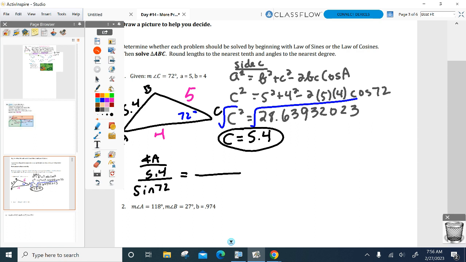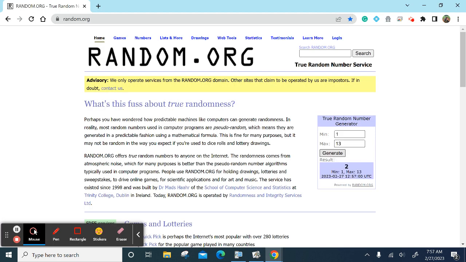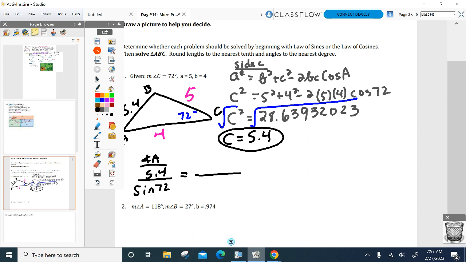Now I'm looking for angle A. So what's the other side of my proportion have to look like? I'm looking for angle A. The other side's got to look like 2. What's the side across from angle A? 5. Yep. And then I'm going to go sine A or X, whatever you prefer. And if you don't like this, that's fine. Remember I said at the beginning, you can use law of cosines to find either angle A or B.